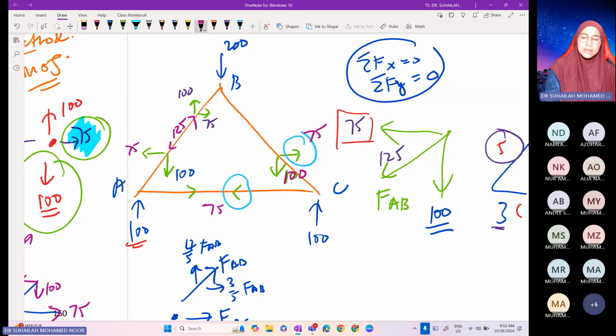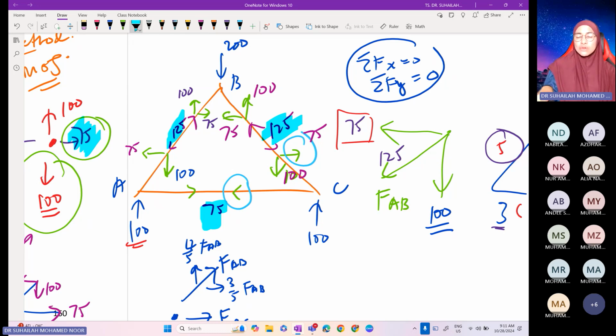Okay, so sama juga yang ni, dia akan ada opposite 100 dengan 75. Okay, so hypotenuse akan jadi 125. So dalam truss ni, member forces ada 3 member forces. Member forces AB yang ni, it is negative 125. Member forces BC also negative 125. And member force for AC is positive 75. So tujuan kita buat ni, kita nak cari nilai member forces tu. Okay, member forces. This is the process.